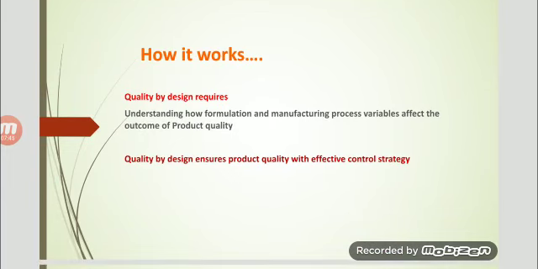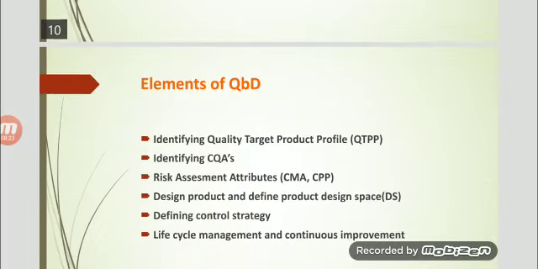How does it work? Quality by design requires understanding how formulation and manufacturing process variables affect the quality outcome. So one has to have a sound understanding of the process variables that are going to affect the outcome of the product quality. And if we do that, then quality by design will ensure product quality with an effective control strategy.